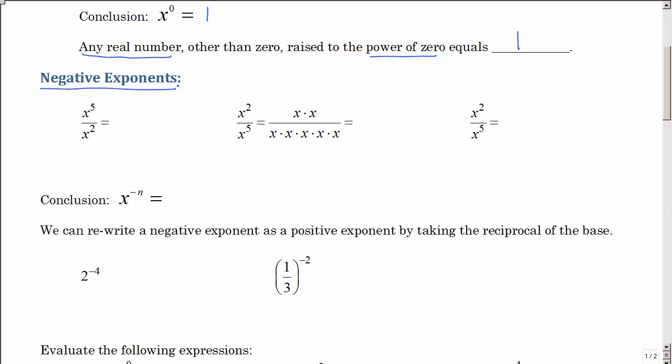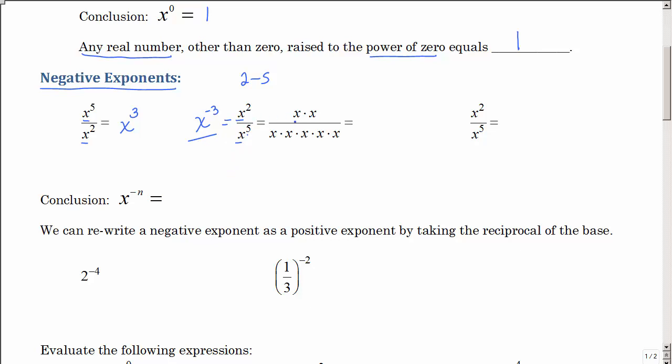First of all, again, let's go back and review our rule that says if I have the same base, I would keep the base and subtract the exponents. 5 minus 2 is 3. That's easy. But what if it was the other way around and there was the smaller number on top? Well, if I kept the base and subtracted the exponents this way, 2 minus 5 is negative 3. And now all of a sudden I have a negative exponent.